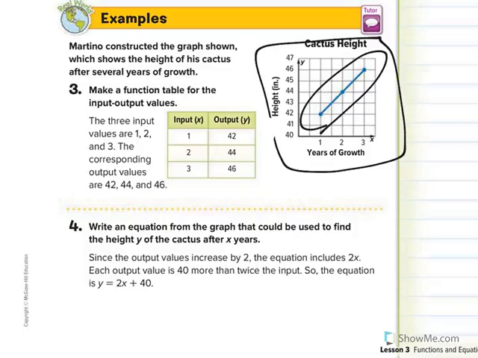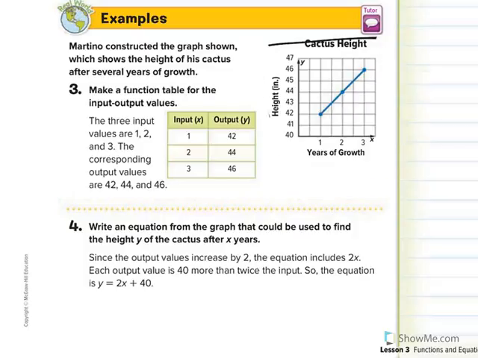Now let's look at example 4. Write an equation from the graph that could be used to find the height y of the cactus after x years. So you're basically trying to come up with a rule here, okay, for how the cactus is growing and how you could figure this out no matter how many years it's been, okay?